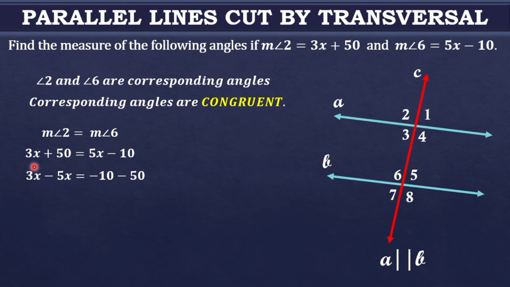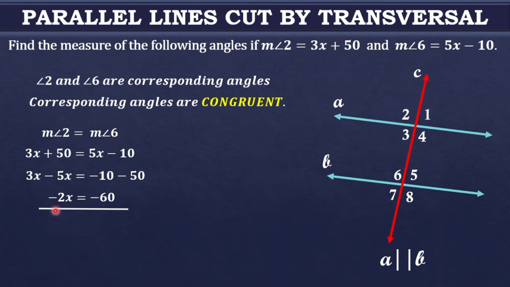So, we have 3x minus 5x. Ito po, pwede nyo po ito i-transpose or if you want, you may use the APE or addition property of equality or the transposition method. Okay? So, this will become minus. And then, this will become negative 10. So, from positive 50, that will become negative 50. So, we have 3 minus 5. This is negative 2x. And negative 2x is equal to negative 10 minus 50. This will become negative 60.